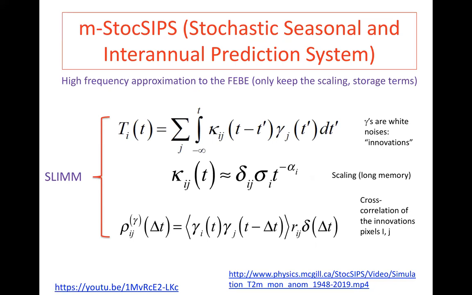But the model basically says the temperature at some pixel i is a weighted version of the past. This is a white noise, and so it has a power law weighting. But the correlation between different pixels is only at the level of the white noise, the innovations. And they are delta correlated. That's very important. That means that the noise that's forcing this is only correlated at time t equals 0. There are no correlations in the noise between past and future.